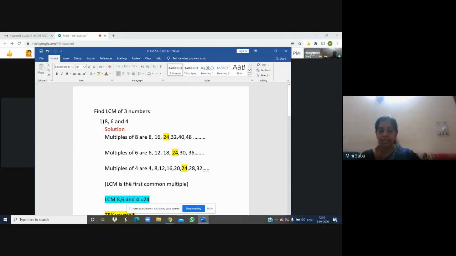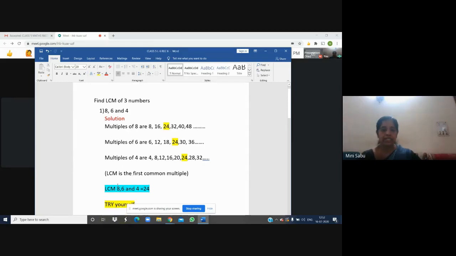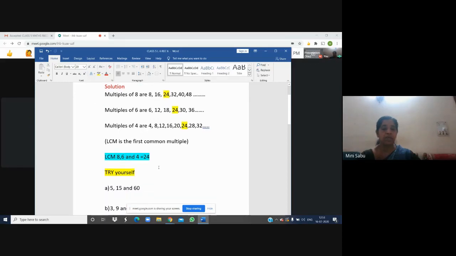Here, as a hint, I have written: LCM is the first common multiple. You will find there are so many common multiples, but LCM is the first one, the lowest one. So LCM of 8, 6, and 4 is 24. Children, if you extend these lines, you will get common multiples again, but those common multiples are not the LCM. LCM is the first one. So we need only the first one, and we do not extend it further. Especially in the exam, it will be a wastage of time if you write so many multiples unnecessarily.